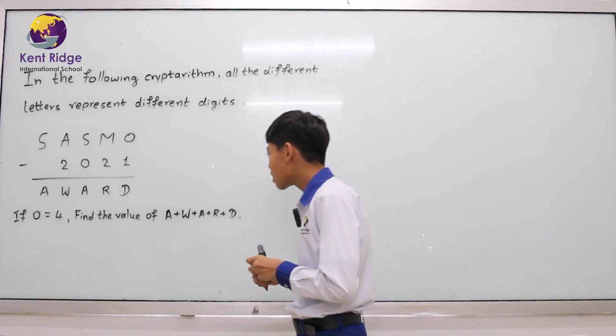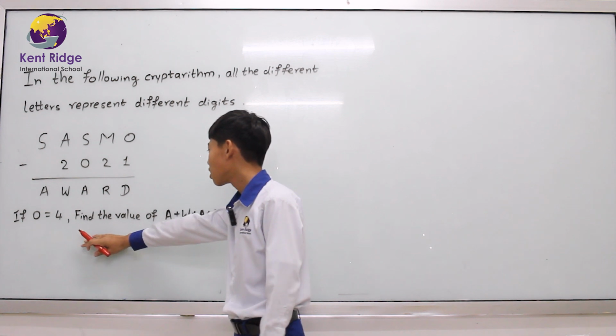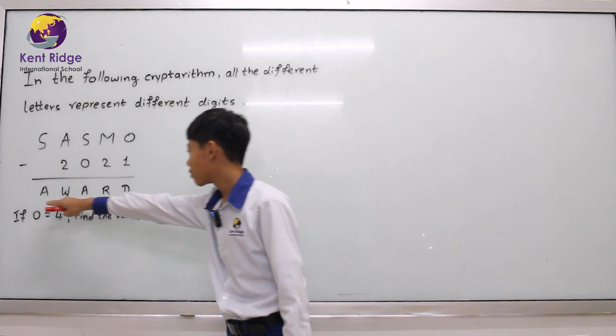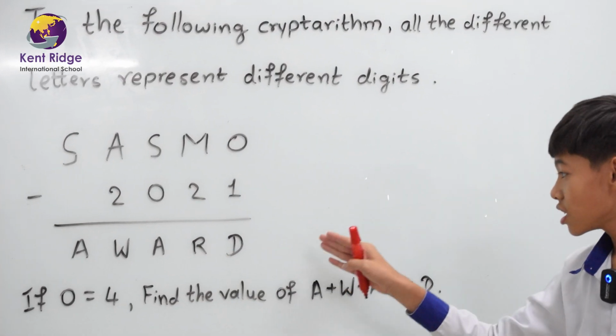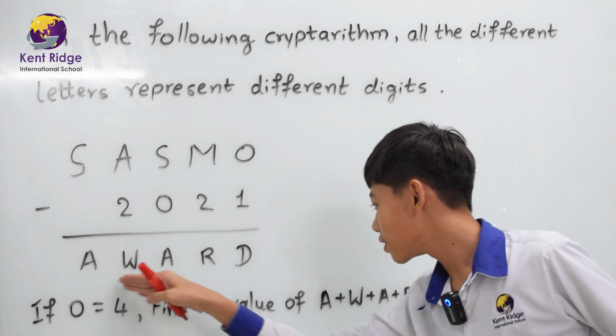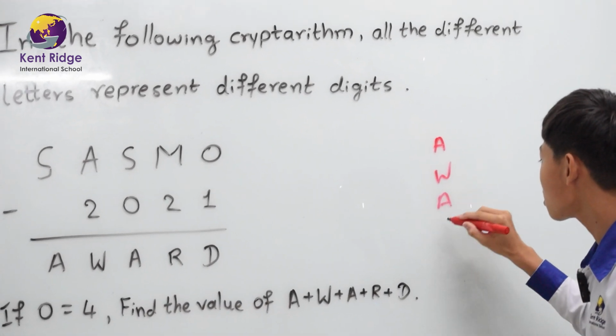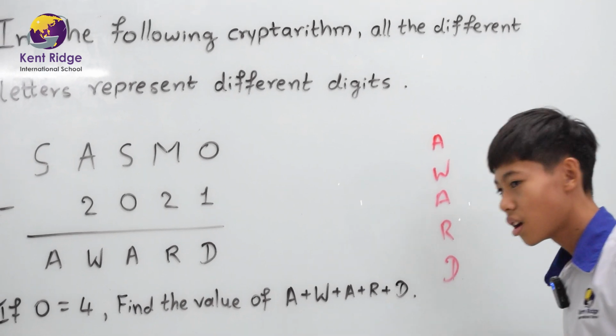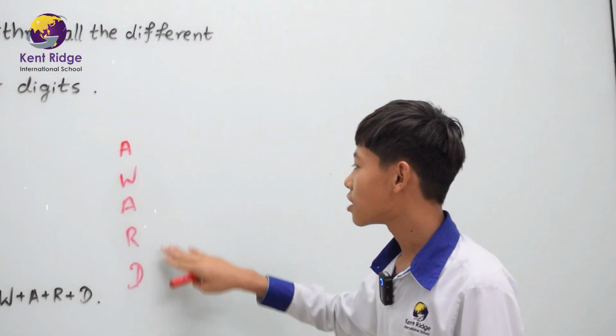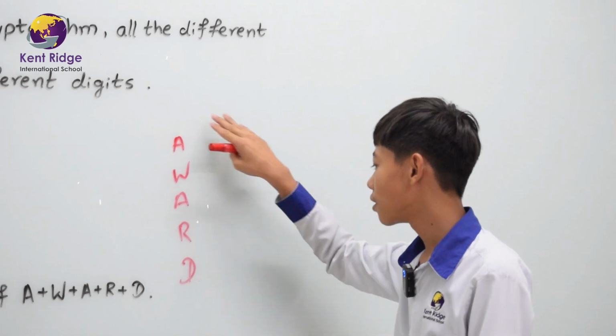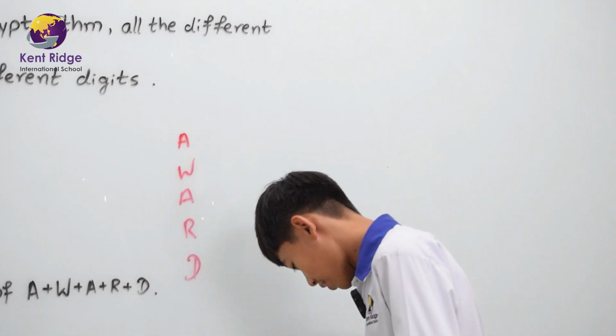In this exercise, what they want you to find is the sum of the digits of this 5-digit number, which is A, W, A, R and D. Our objective today is to find the sum of all these five letters together.